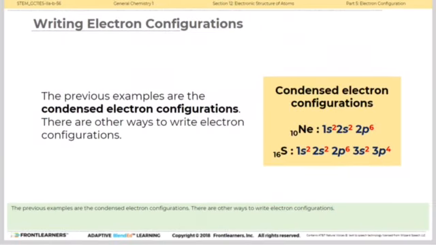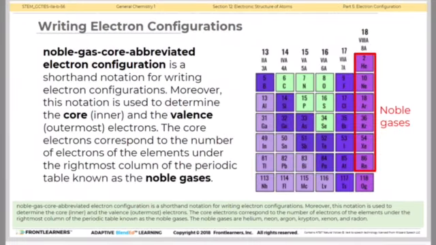In the previous example, we wrote the full electron configuration. There are 2 other ways to write it. The noble gas core abbreviated electron configuration is a shorthand notation for writing the electron configuration. Moreover, this notation is used to determine the core, or inner, and the valence, or outermost, electrons. The core electrons correspond to the number of electrons of the elements under the rightmost column of the periodic table, known as the noble gases. The noble gases are helium, neon, argon, krypton, xenon, and radon.